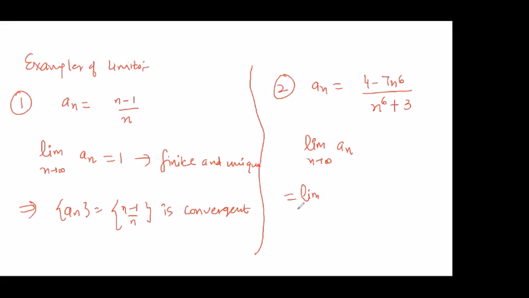Yeah, this is easy to see. Minus 7 n raised to power 6 plus 4 by n raised to power 6 plus 3. So this is minus 7. This is going to 0. So all of you know how to evaluate limits at infinity.